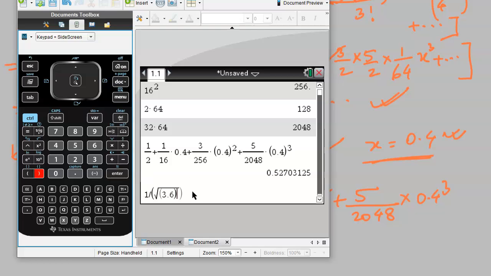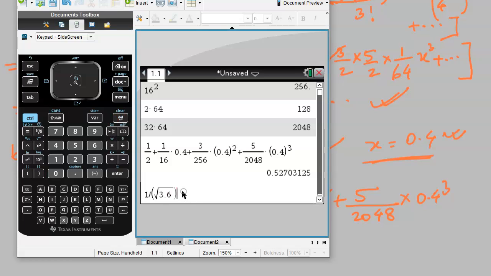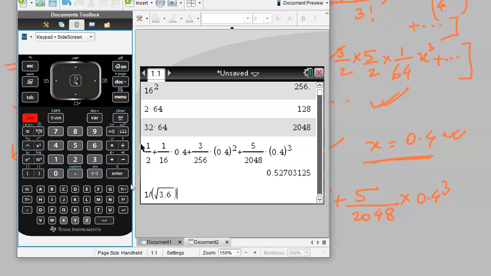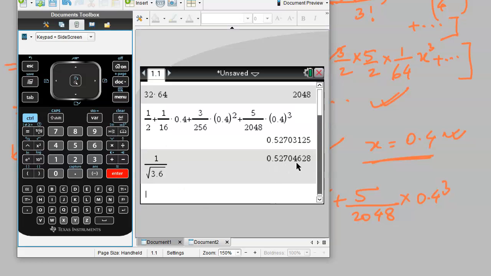Okay, so it is 0.52704628. You see, 0.5270 up to 4 decimal digits, they have the same figures, and after that it is 3 and this is 4. So they are very close to each other.